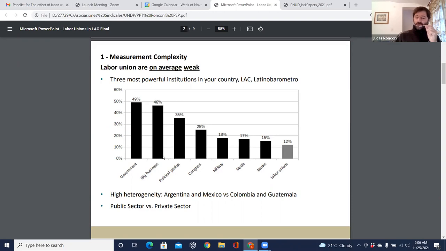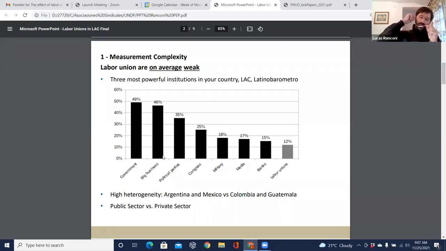So there are a few countries, Argentina being the extreme example, Mexico probably another one, where labor unions do enjoy some level of power. For example, in Argentina, labor unions are ranked as the fourth most powerful institution. But in all these countries, even in Argentina, big business and politics are, according to the majority of the population, stronger than labor unions. And then you have other countries in the continent, as far as I know Colombia or Guatemala, where basically labor unions have no strength at all.